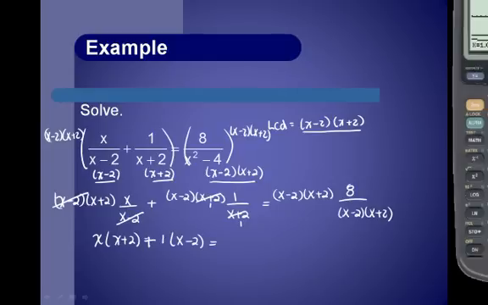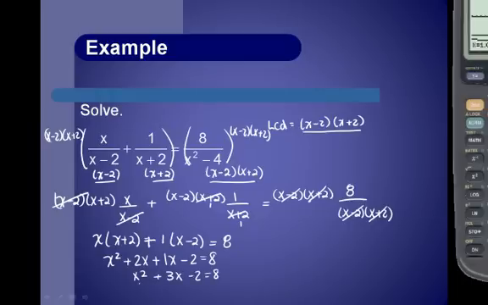And in the third term, we can divide top and bottom by x minus 2 and x plus 2, and we just get 8. So this gives us an equation with no fractions. So simplifying this, we get x squared plus 2x plus 1 times x minus 2 equals 8, x squared plus 3x minus 2 equals 8.